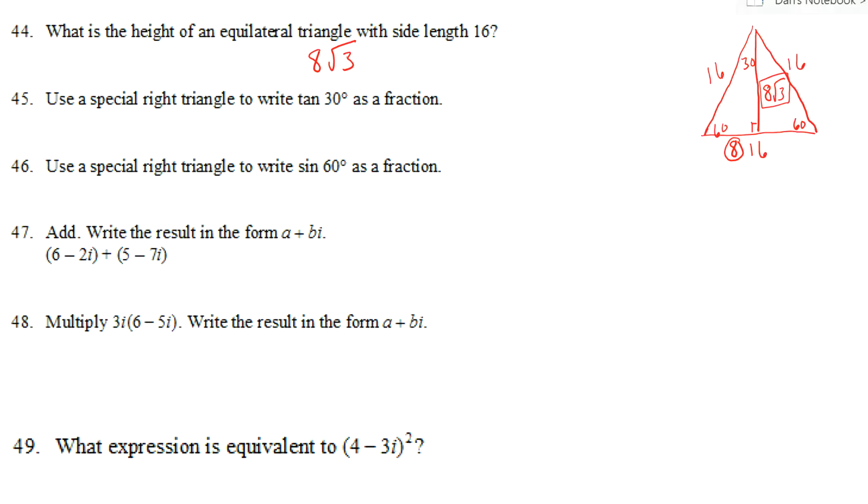Use a special right triangle to write tangent 30 as a fraction. Okay. So both 45 and 46, it looks like we're going to use our 30, 60, 90 right triangle. We're going to start with our short side. We're going to use the basic triangle, which has our short side as 1, our long side, the hypotenuse, as 2, and our medium side as 1 times root 3, or just root 3.